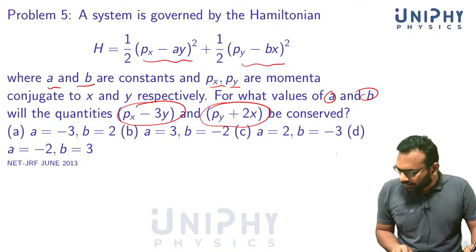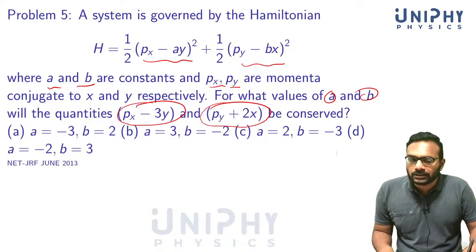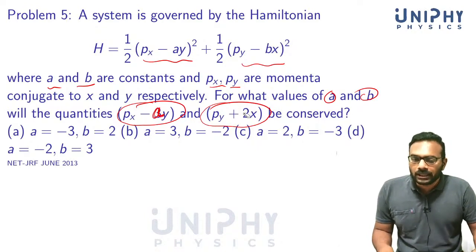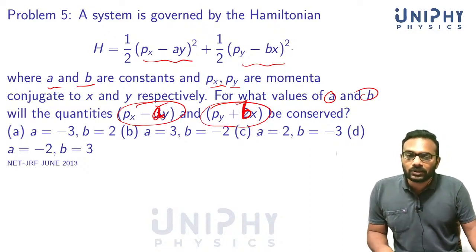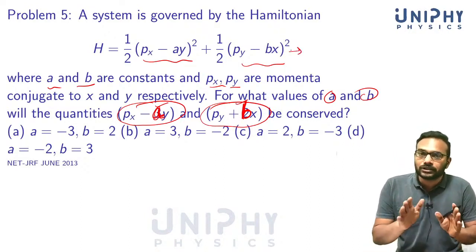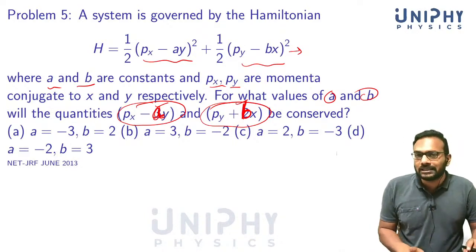In such a way that, sorry, this is not px minus 3y, it's px minus a y. I think I already wrote the answer. So px minus a y and py minus b x. I apologize for the mistake. So we need to find a and b such that these combinations are conserved quantities. The Hamiltonian is given. We notice that the Hamiltonian has no explicit time dependence. That makes it easier for us.